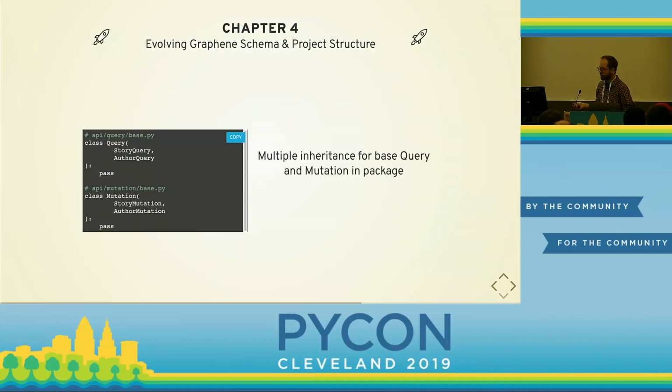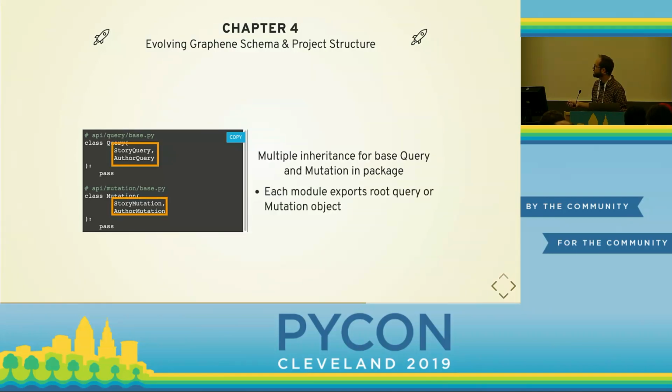For our base query, we combine these using multiple inheritance. So basically we have some root query here, and we inherit from story query and author query. And same thing for the mutation. By inheriting from all of those, we get all of the fields. There's a risk that you could have the same field, but that'll break your schema anyway.